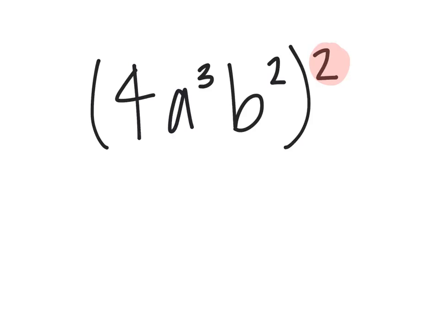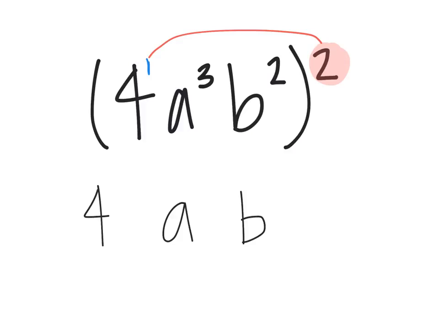So first and foremost, we need to make sure everything has an exponent. So I notice that my 4 does not have an exponent, so I'm going to put a 1 there just so that I have something. And we are going to distribute this 2 to every exponent. So we're still going to have 4, A, and B, but our exponents are going to change because 2 times 1 is going to give me 2, and then I'm going to multiply 2 times 3, which is my exponent for A, and that's going to give me 6, and I'm going to multiply 2 times 2, which is going to give me 4.